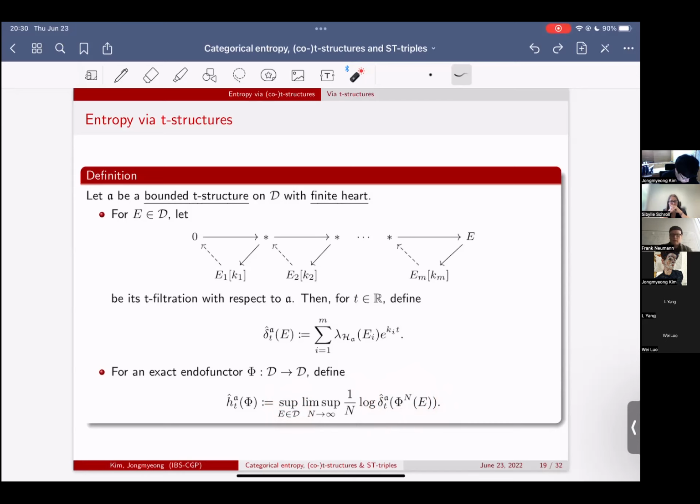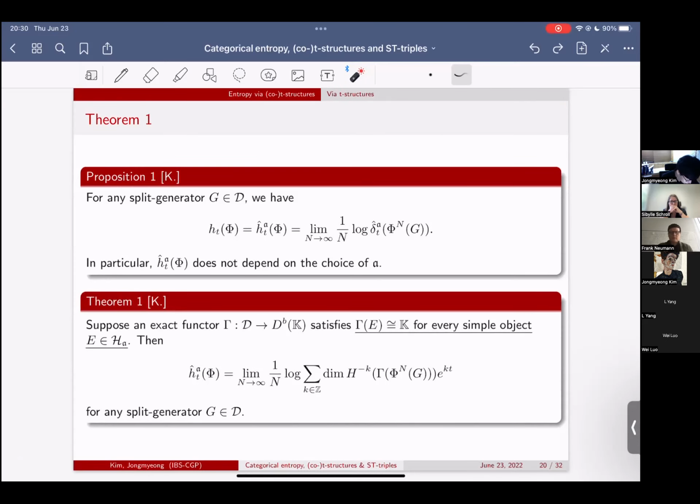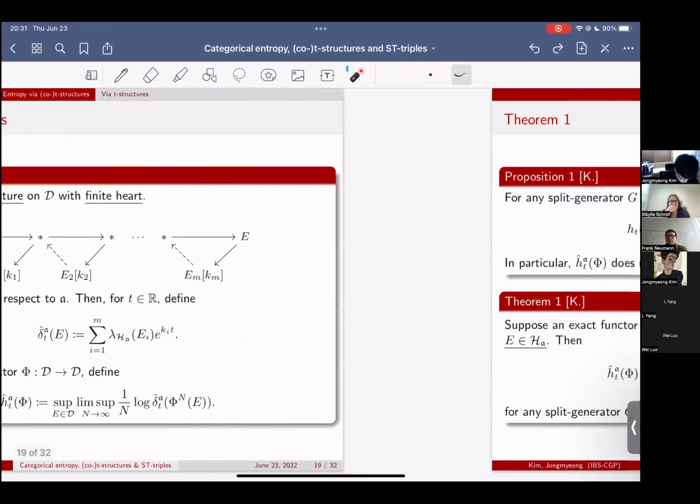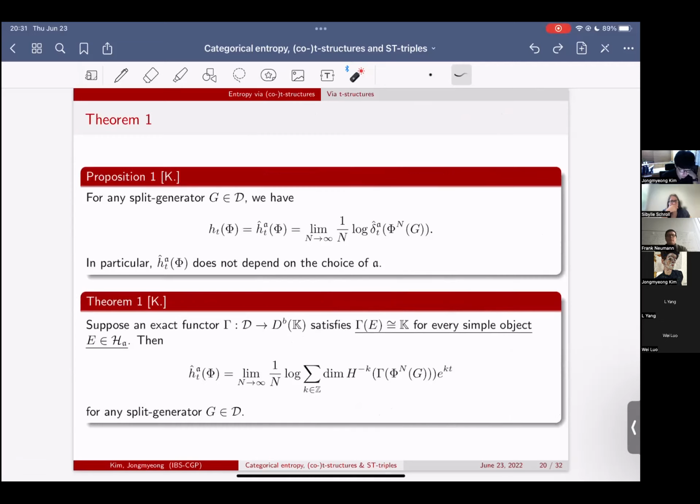And then the first main proposition is that this entropy type invariant in fact coincides with the categorical entropy, and it also can be written in a simpler form. In the original definition, we took the supremum over all objects in D, but this says that you don't need to take the supremum over all objects; we only need to consider a split generator and the exponential growth rate of this number.